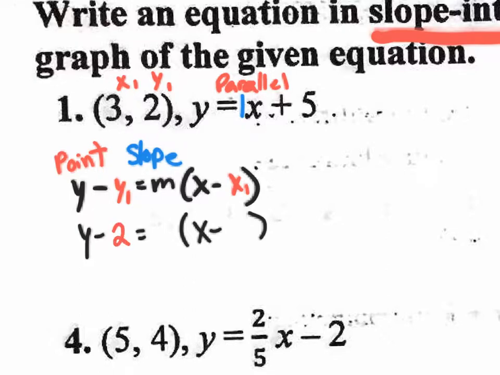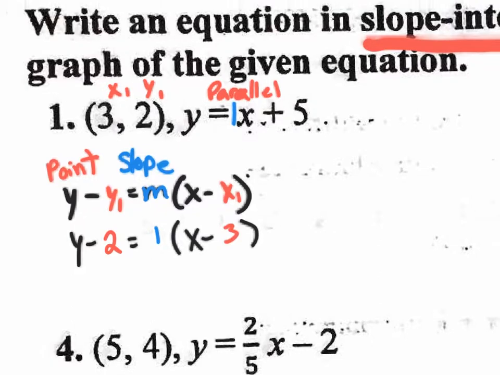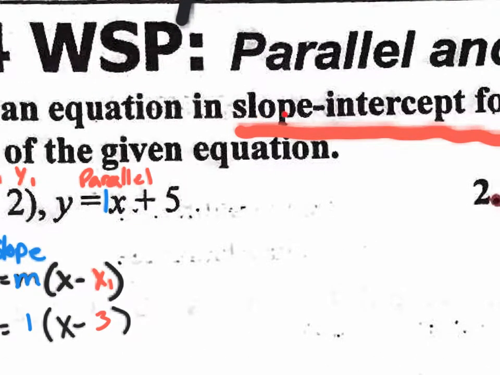And your m value belongs right here. On the original, I always write m in blue. Okay, so the m is 1, or 1 over 1. And your x1 value is what? 3. So ladies and gentlemen, we have written our point-slope form equation. But on the instructions, they want us to write it in slope-intercept. They don't want point-slope, they want slope-intercept.